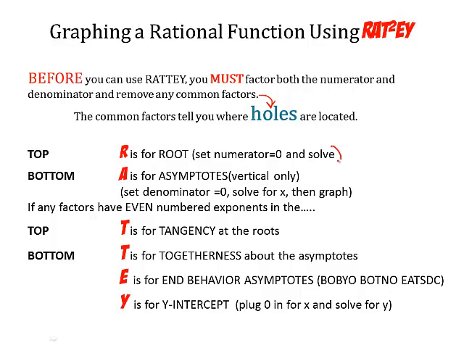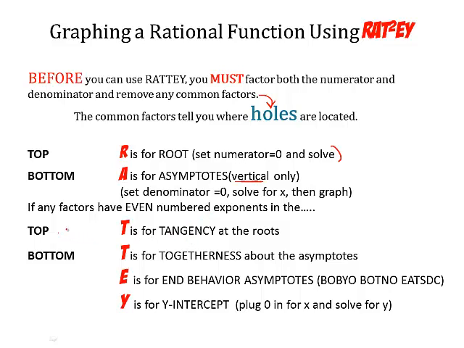Set the numerator equal to 0 and solve it. A stands for asymptotes. This is just vertical asymptotes. Remember, you set the denominator equal to 0, solve it for x, then we graph it. And then we look at the factors in the numerator and the denominator.